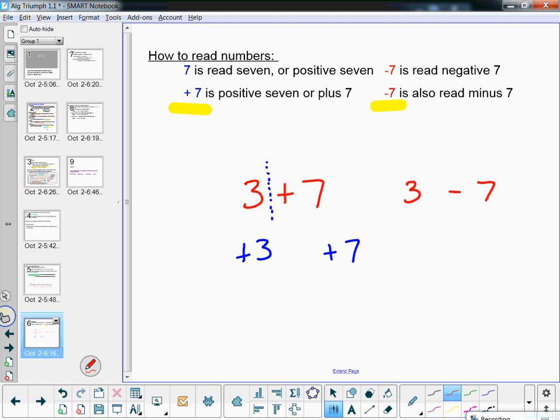My terms are positive 3 and negative 7. Again, I know this because I draw between my operation and I put the sign with each of them.